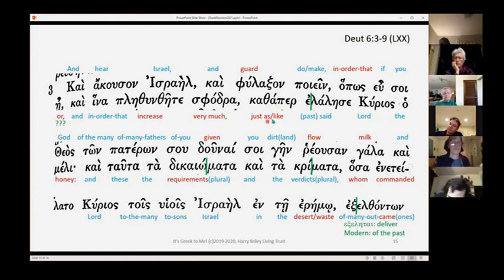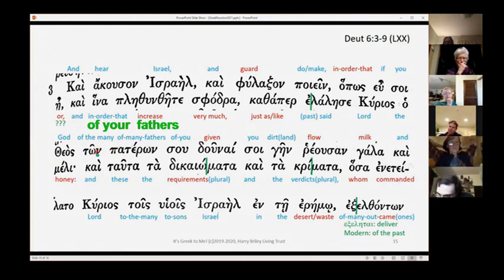Kathaper, just as or like. This is a past tense for the word said. So just like the Lord said, just like the Lord your God said, of many fathers of you. So he says, of your many fathers, of your fathers is how you translate it. Given. And you're going, given what? He's given you dirt or land.